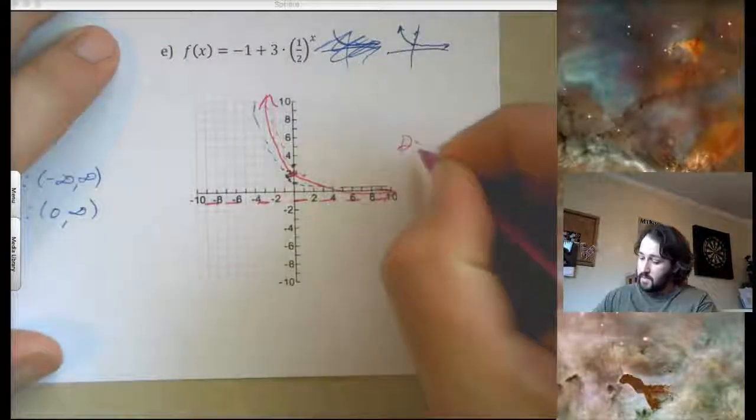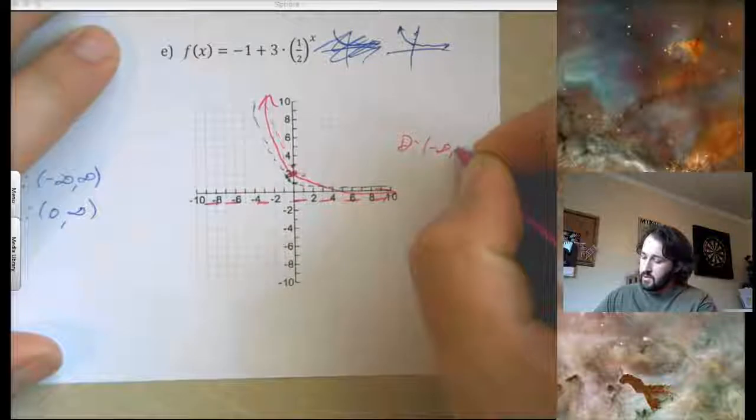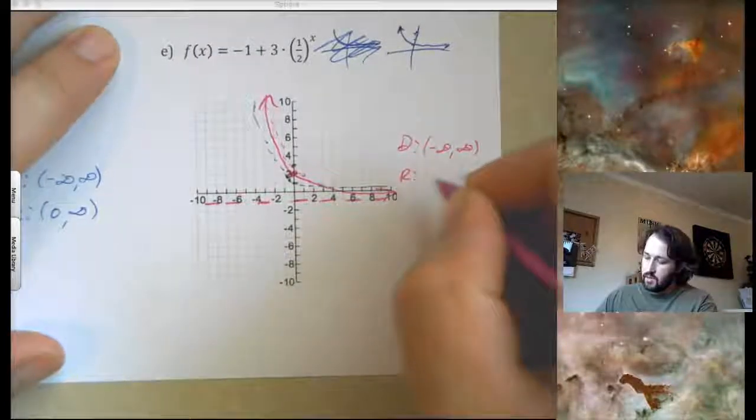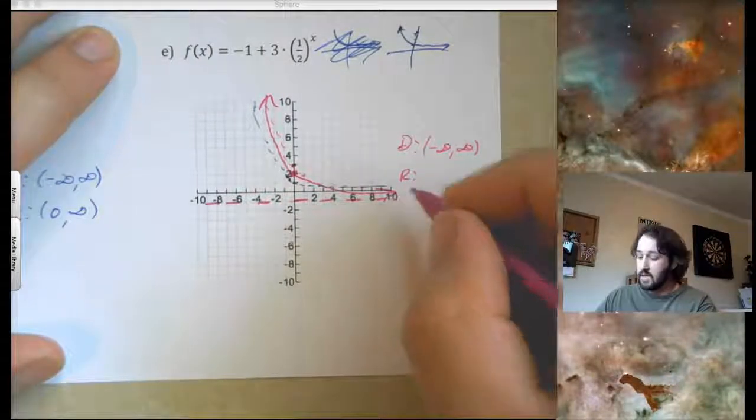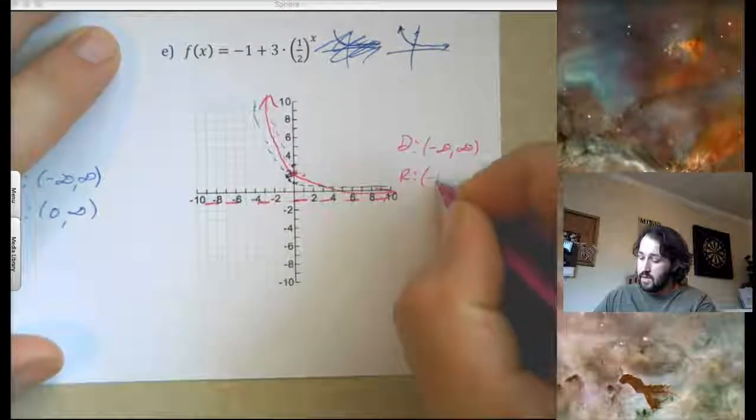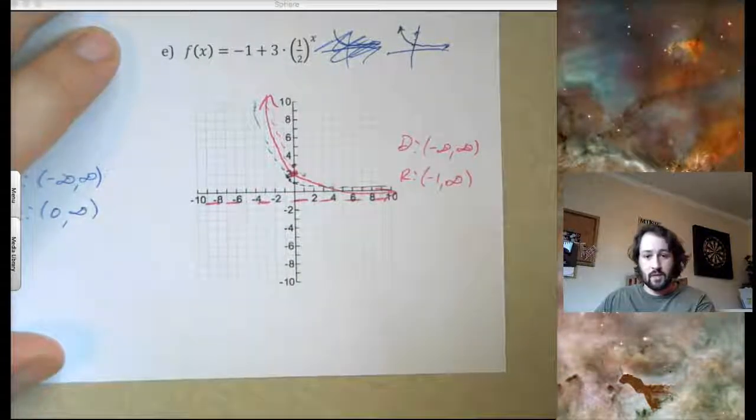So for the domain, still going left and right forever, so negative infinity to infinity. And the range, the lowest y value I have is getting closer to that horizontal asymptote of negative 1, and it's going up forever to infinity.